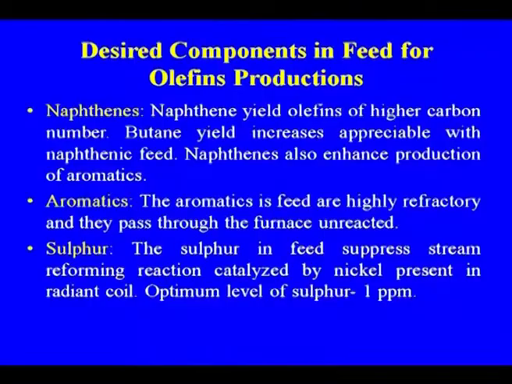And that is why we prefer paraffin. Sulfur in the feed suppresses the steam reforming reaction catalyzed by the nickel present in the radiant coil. So, this is also a problem we face with sulfur, even in catalytic reforming, which we are using for the production of aromatics. There also the sulfur has to be removed.